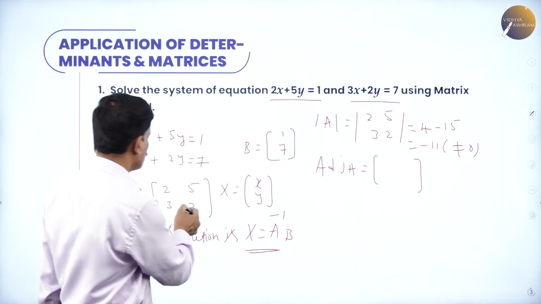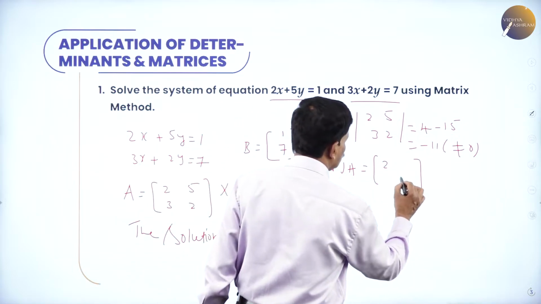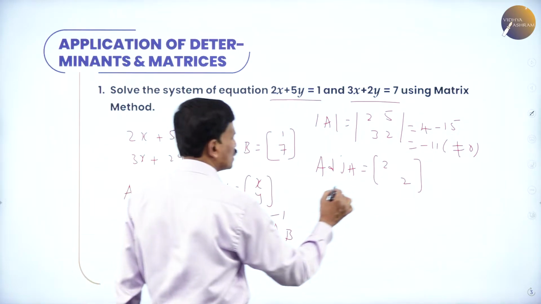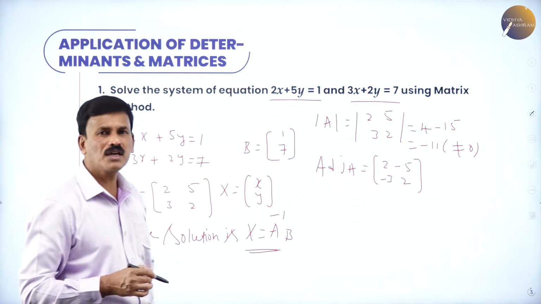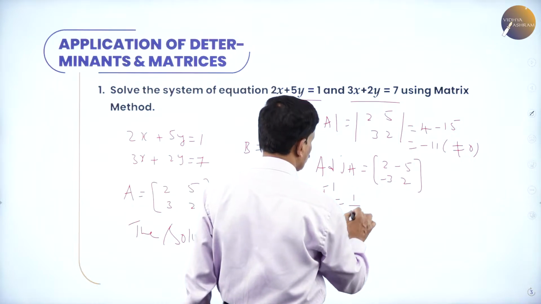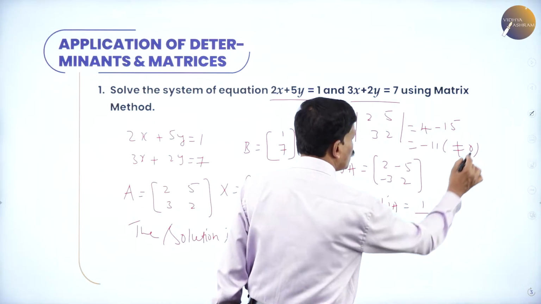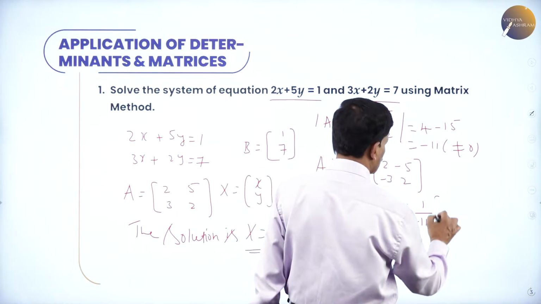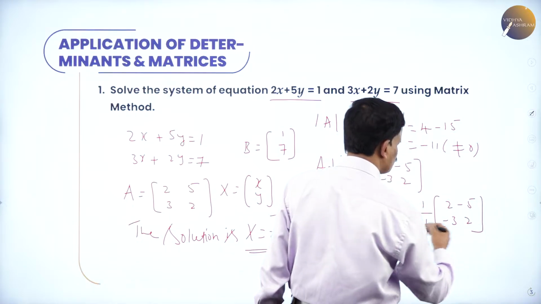Straight away I will write the adjoint of this matrix. Adjoint of the matrix is obtained by interchanging the diagonal elements. 2 and 2 will remain the same. It won't change. And changing the signs for the secondary diagonal, minus 5 and minus 3. So, [2, minus 5; minus 3, 2] is the adjoint. Now, therefore, A inverse is equal to 1 over determinant of A into adjoint of A. 1 over determinant of A is 1 over minus 11, into [2, minus 5; minus 3, 2].